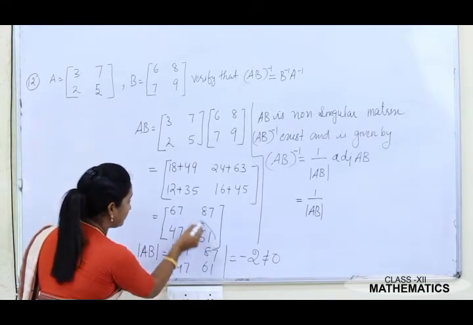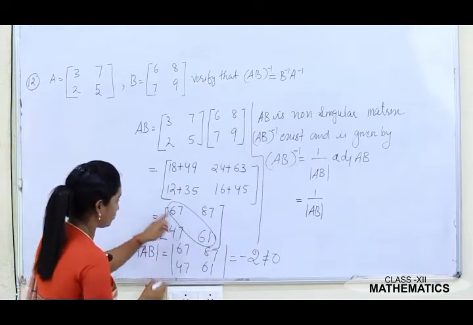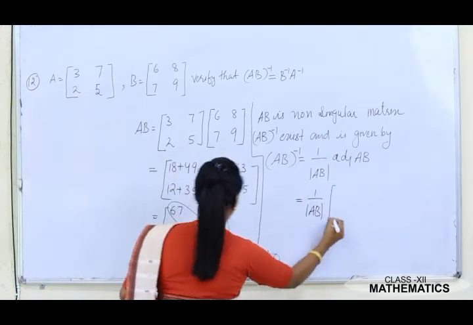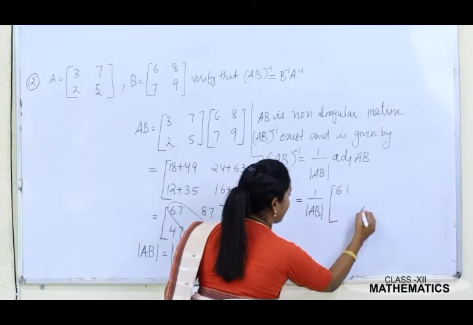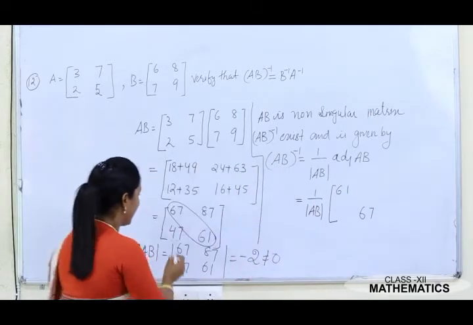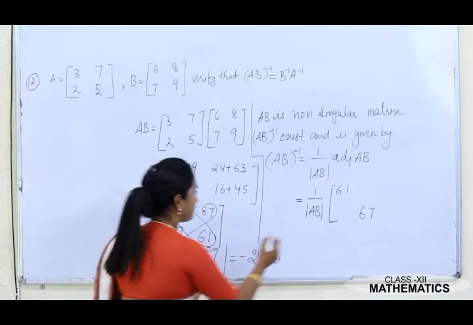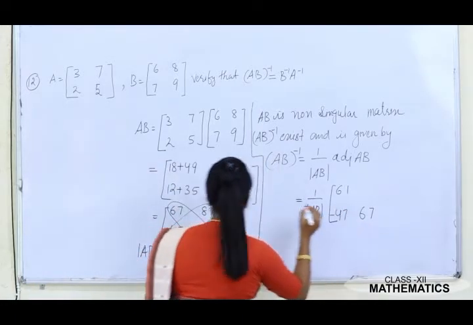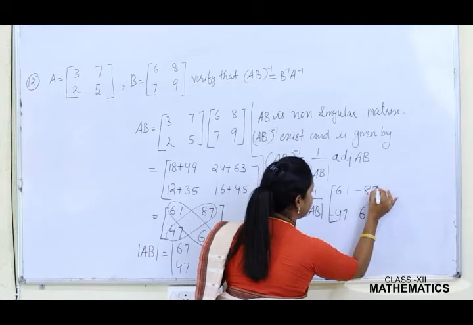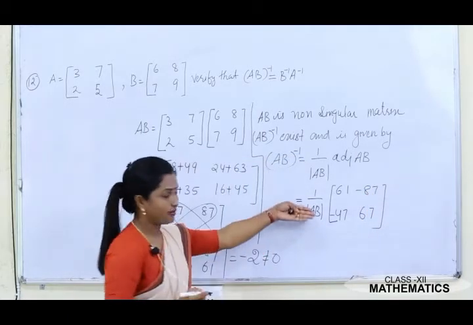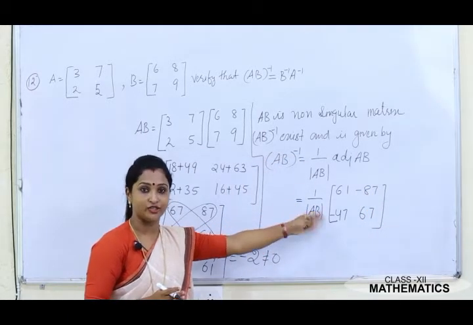You will interchange. Okay? तो ये कैसे होगा बताइए? It will be 61 and 67. You have interchanged. And इसको क्या करेंगे आप? Change the sign. That means minus 47 and it will be minus 87. Clear, children? So देखिए आपने बिना कोफैक्टर निकाले आपने इसका adjoint लिख दिया.